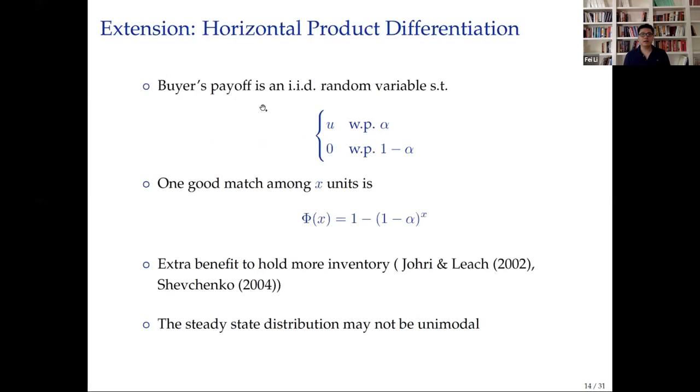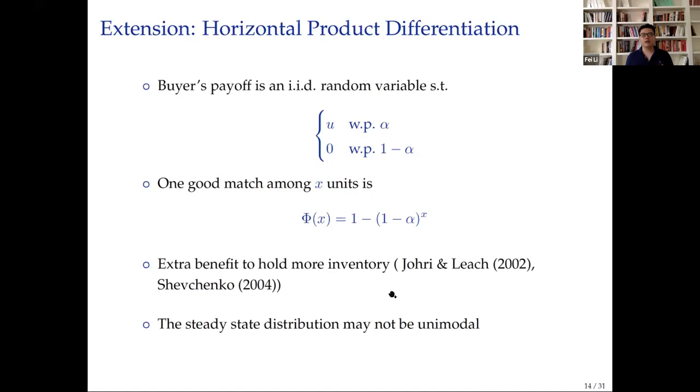Horizontal product differentiation is match-specific quality. The buyer has some IID utility, either zero or one. Once a match happens, there will be a probability the buyer will find one of the inventory the dealer has is a good match. So this gives the dealer an extra benefit to hold more inventory, because if you have more inventory, it's more likely a buyer can find a better match. Can this break the concavity result? For some parameters, we ran some simulation, and it will destroy the single peak result.